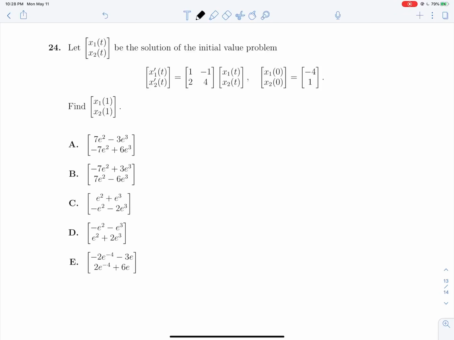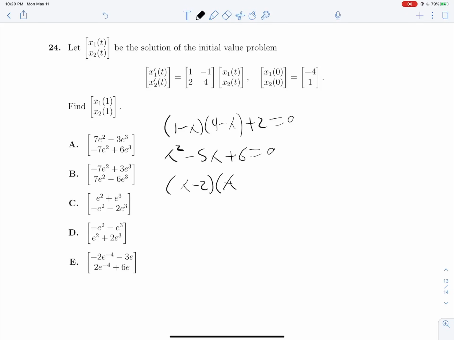Question 24, let's find the solution to this initial value problem. Now we have x prime equals Ax. We're going to use the eigenvalue method. We need the eigenvectors and eigenvalues of this matrix A. We'll be solving 1 minus lambda times 4 minus lambda plus 2 is equal to 0. Lambda squared minus 5 lambda plus 6 is equal to 0. Sorry, lambda minus 2, lambda minus 3 is equal to 0. So lambda is equal to 2 and 3.